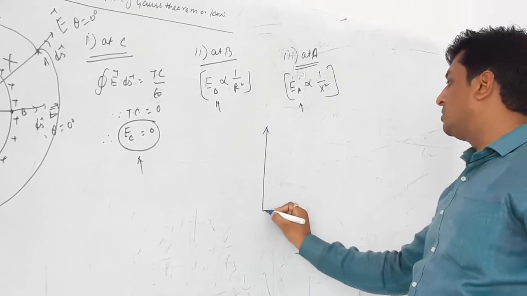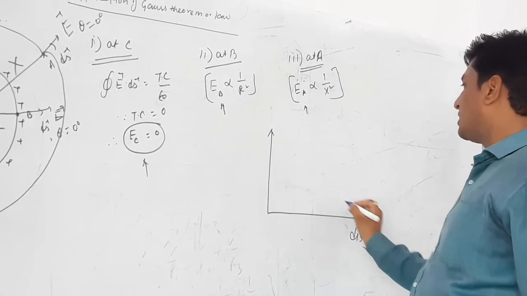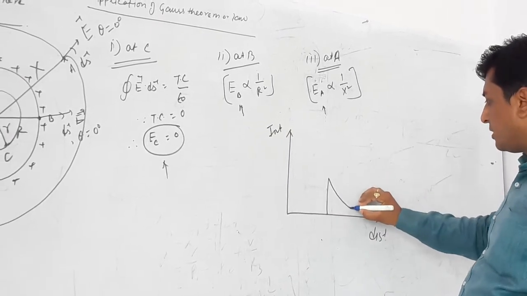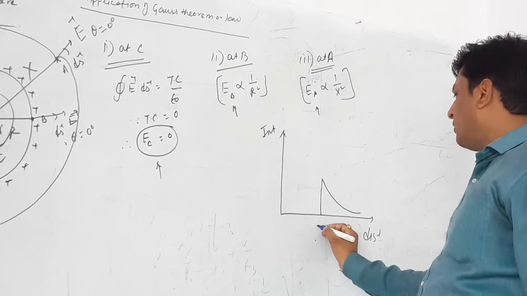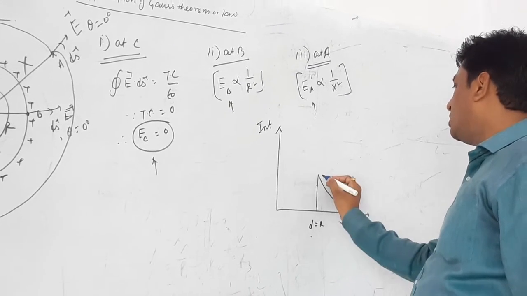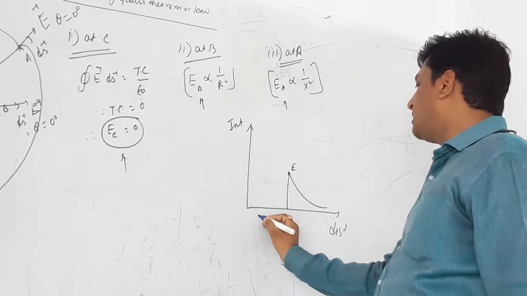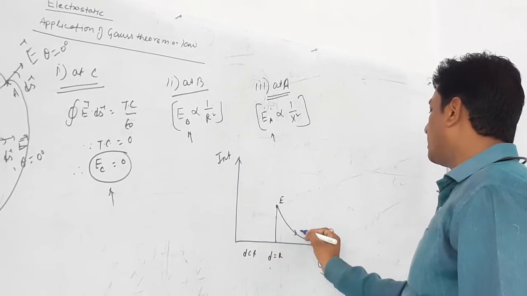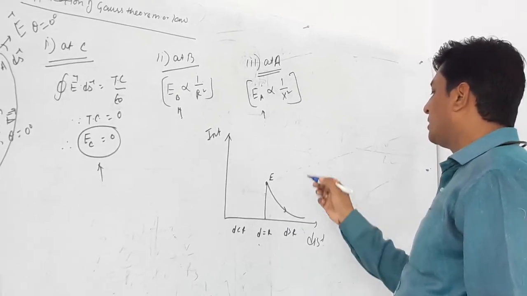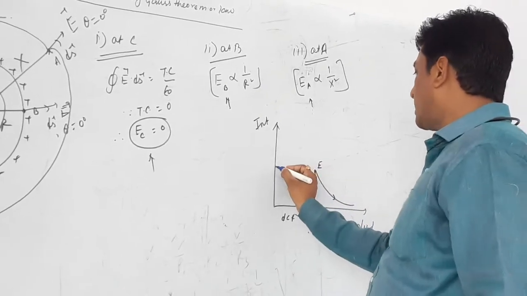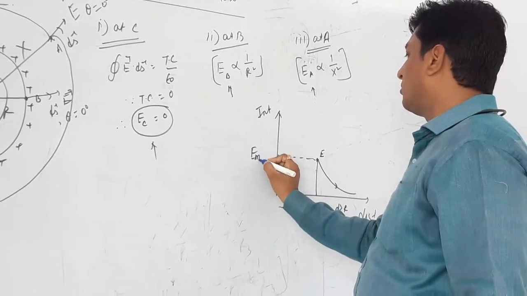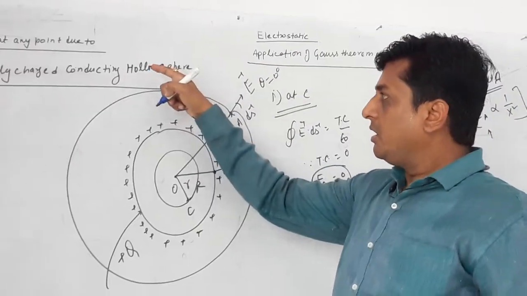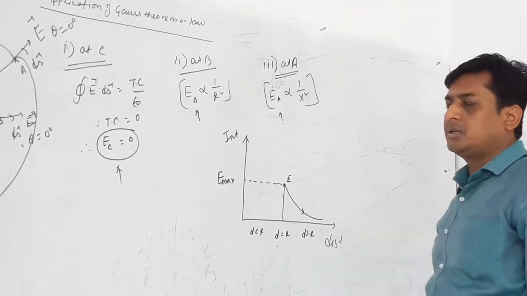Now here if you draw the graph, this is distance and this is intensity, you will get this type of graph. When the distance is exactly r, you are getting intensity. When distance is less than r, intensity is 0. You can see here, and here distance is more than r, then intensity decreases. Means at this point you will get maximum intensity. So this is the graph between intensity and distance for this conducting hollow sphere. Okay.